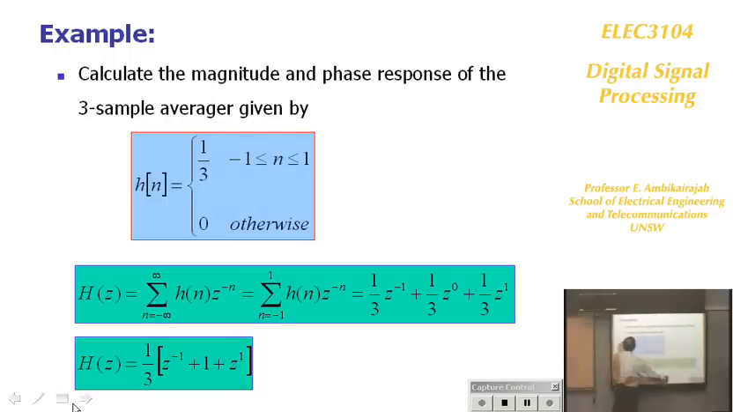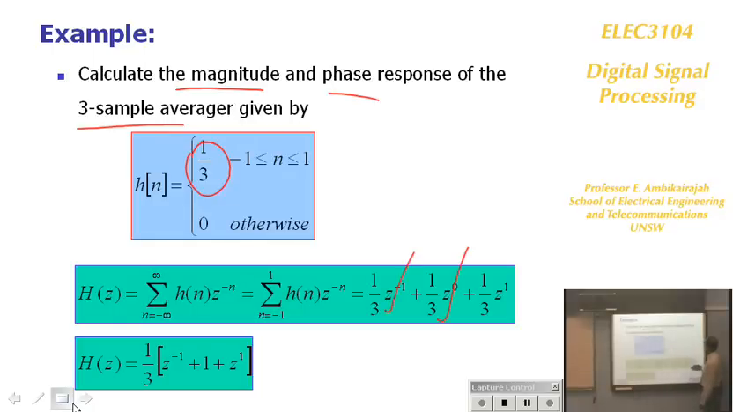Here's one example where we have to calculate the magnitude and phase response of a three sample average. Three sample average means, in this case, the coefficient one third. That means if you work out this, the transfer function becomes 1/3 z to the minus 1, 1/3 z to the 0, 1/3 z to the 1. And that's what's given here. n is between minus 1 and plus 1.